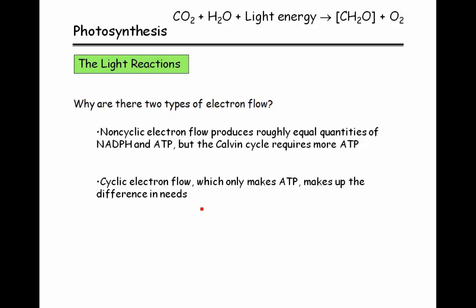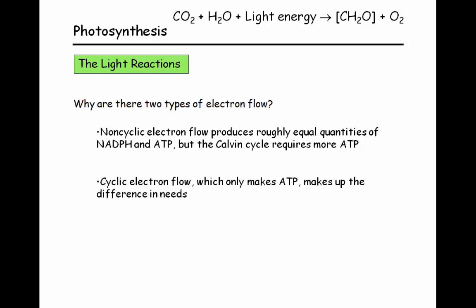Because we need more ATP, we have to have a method for making up that extra ATP. And that's where the cyclic electron flow is going to come into play. So most of the time, the thylakoids will run the non-cyclic electron flow, and they will make lots of NADPH and lots of ATP. When they need some extra ATP made, they will switch into the cyclic electron flow mode, make that extra ATP, and then switch right back to the non-cyclic electron flow. So we will constantly be switching back and forth just to provide whatever the Calvin cycle is going to need.